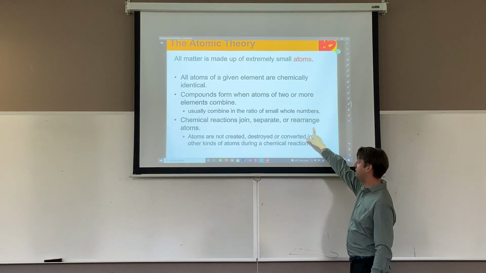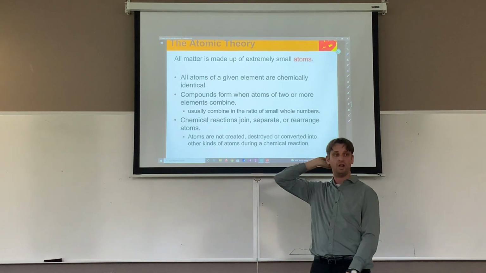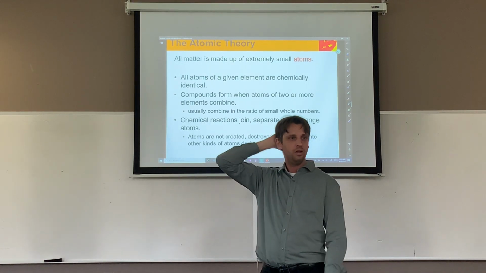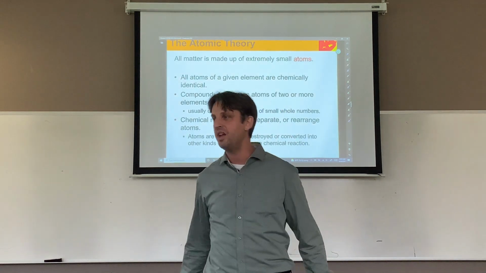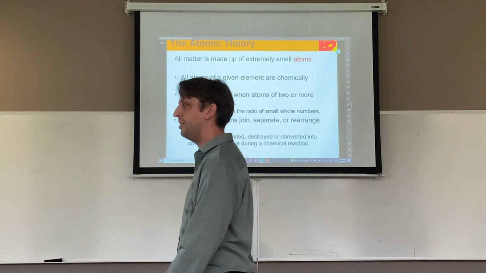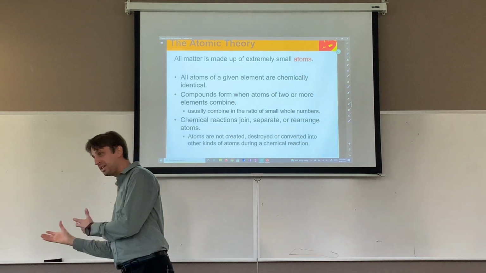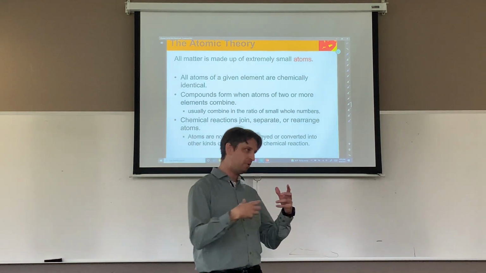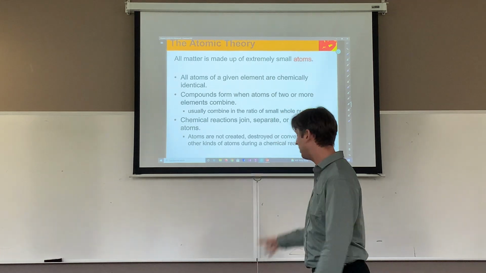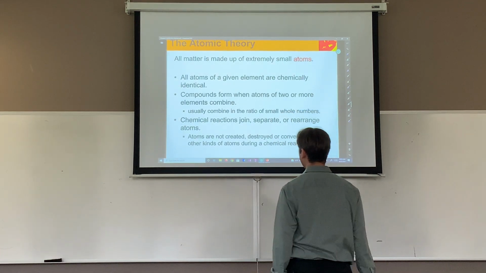Chemical reactions can join, separate, or rearrange atoms. That's where we're going to spend a lot of our time, okay? Bringing things together and breaking things apart. That's all we're talking about there, okay? And we're going to talk about how we can predict what things come together, how we can predict what things go apart, right? What can join, what can separate, and how we can rearrange things.